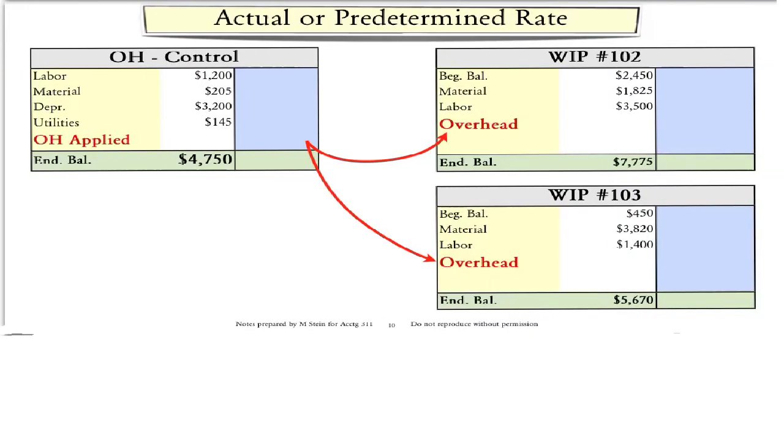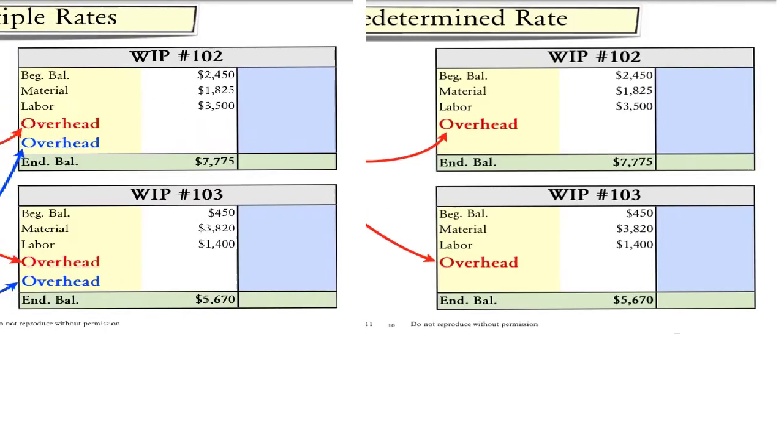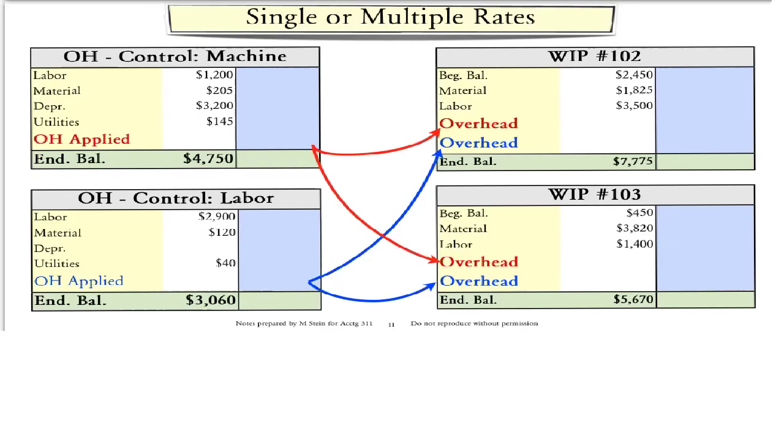Indirect costs are a problem for accountants. In a later chapter, we'll learn about actual and predetermined overhead rates, but the main idea is to figure out a proper way for taking costs out of the overhead control and allocating them to the various work in process accounts. In some cases, a more accurate picture of costs can be determined by using multiple overhead accounts.